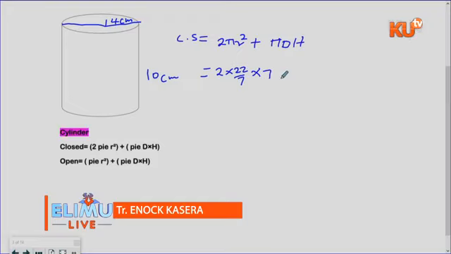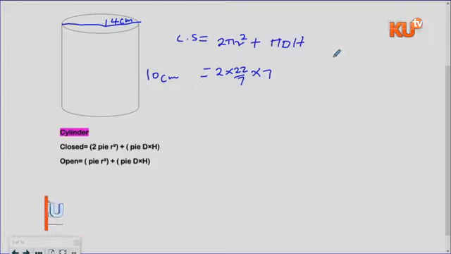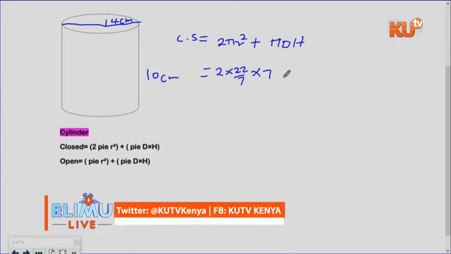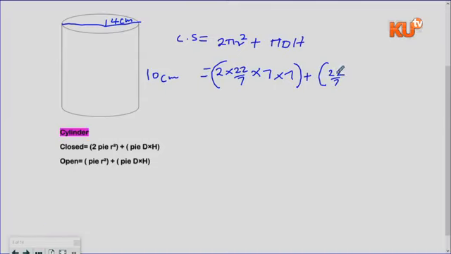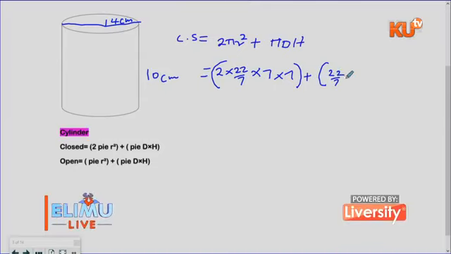Many times learners make the mistake whereby they just take r and then multiply by 2. Radius squared means r times r, so we're going to multiply 7 by 7, and then plus, let's bracket this part because of the addition sign. Then pi again, we are now finding the curved surface area. Remember, pi dh is the formula for finding the curved surface area. So times 22/7 times the diameter.